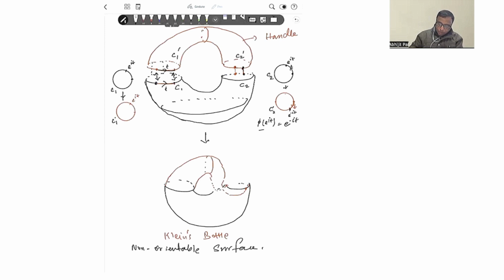Yeah. So now the picture will be different here from the torus. So what will this picture be? We are attaching this C2 prime to this C2 in a different way, not the identity map. So we will get this picture here, the Klein bottle. So this is a non-orientable surface.